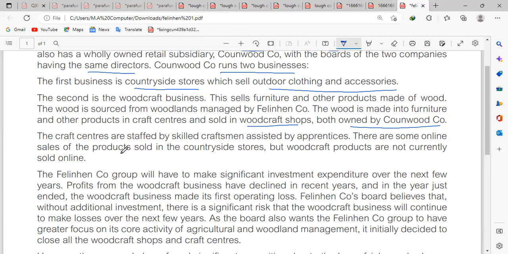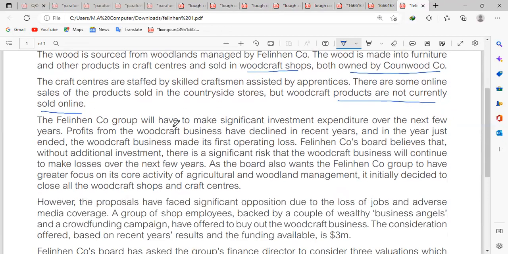There are some online sales of products sold by the countryside store, but woodcraft products are not currently sold online. This is one disadvantage. This business has the countryside stores as well as the craft centers where the wood is made into products and sold in the woodcraft shops. So now the problem is that for the countryside stores there are some online sales, but woodcraft products are not currently sold online.